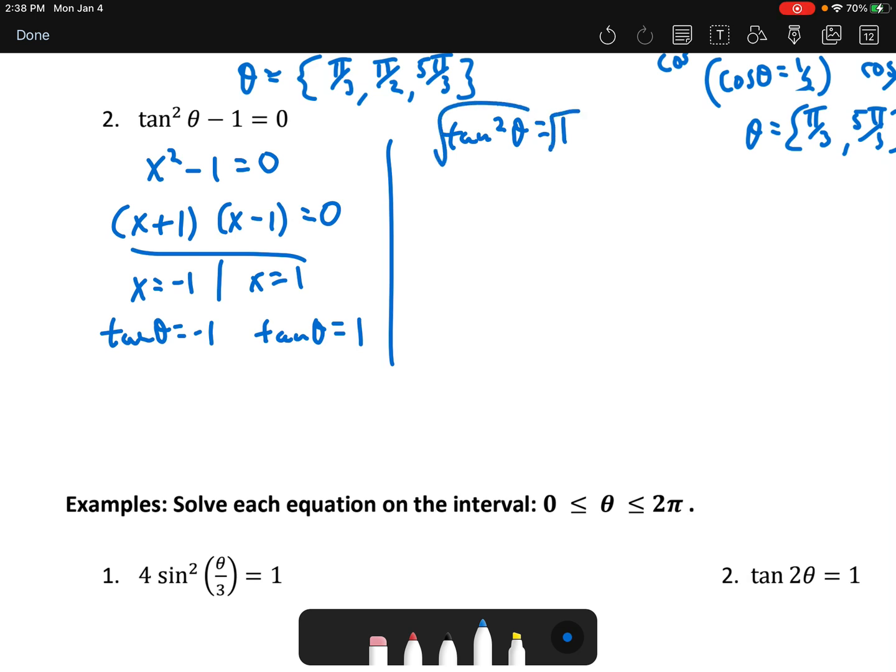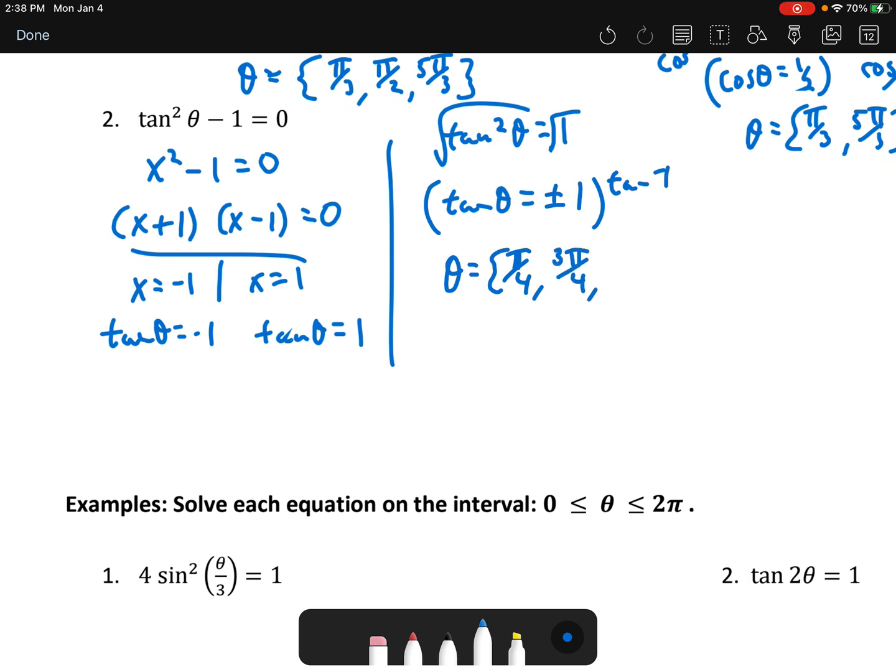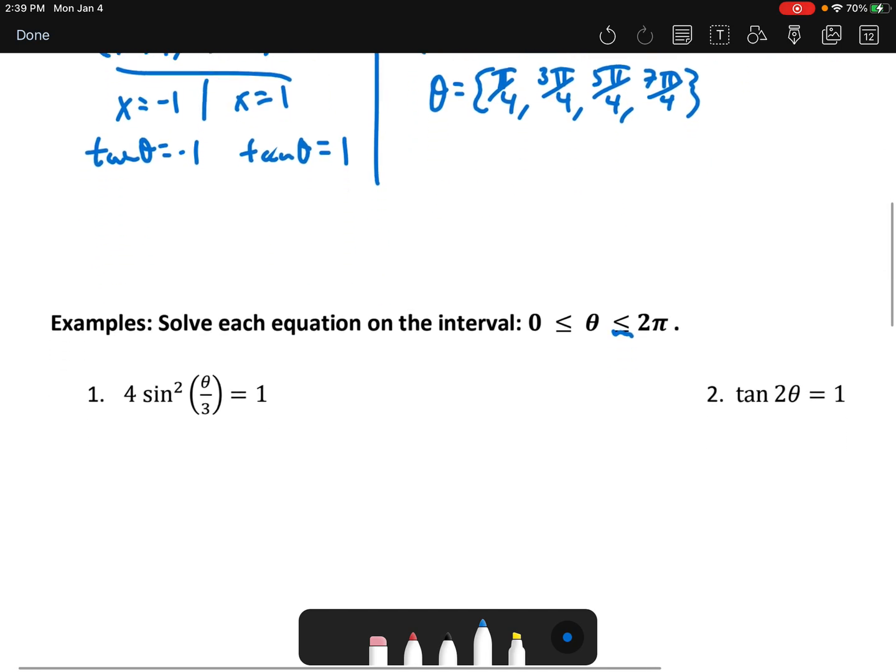Okay, and then take the square root. So tangent theta would equal ±1. It's the same idea. You can use either way you want to do this. Now take the inverse tangent of both sides. So you have to ask yourself, when is tangent -1 and +1? It's all the multiples of pi over 4. Pi over 4, 3 pi over 4, 5 pi over 4, and 7 pi over 4. All 45 degrees. Okay? So far, looks like day 1, doesn't it?